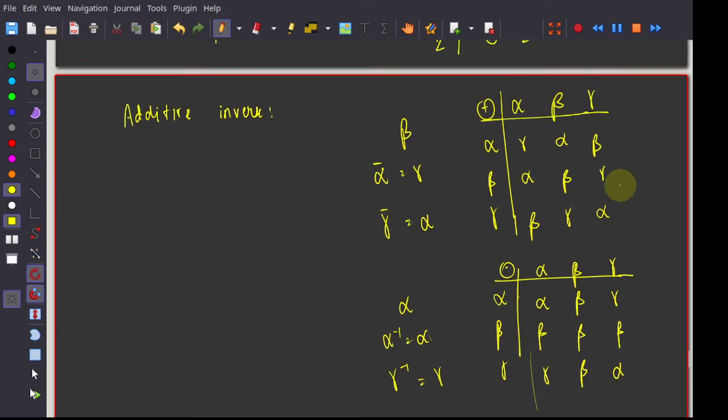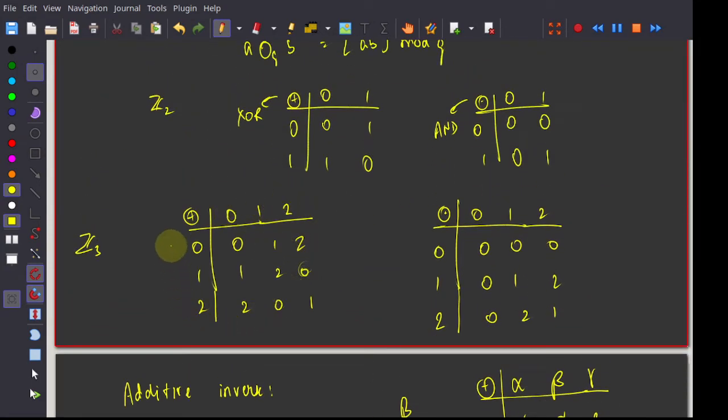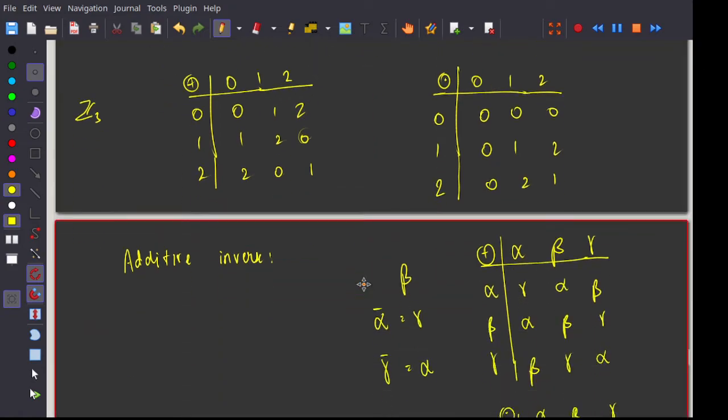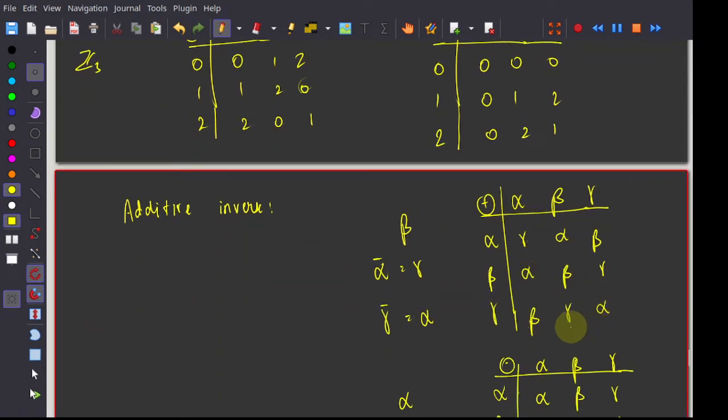So basically this whole thing alpha, beta, gamma is essentially a remapping of 0, 1, 2. It's actually Z3 hidden. But what is important is that only the structure matters. How you label it doesn't really matter. I could call this apple, orange, watermelon. Doesn't matter. As long as I specify an addition and a multiplicative operation which is consistent with all the properties of a field, it forms a field.